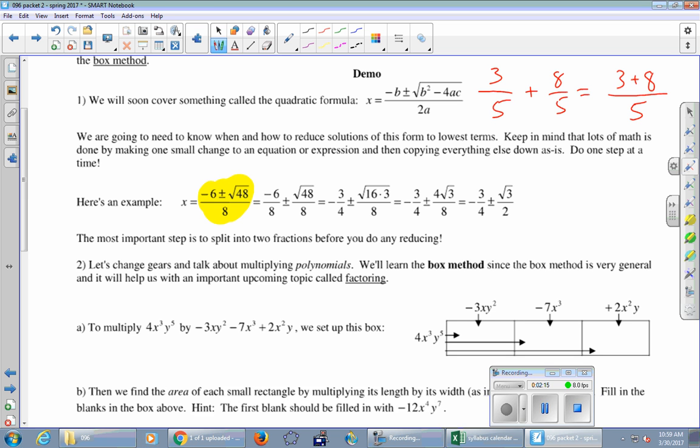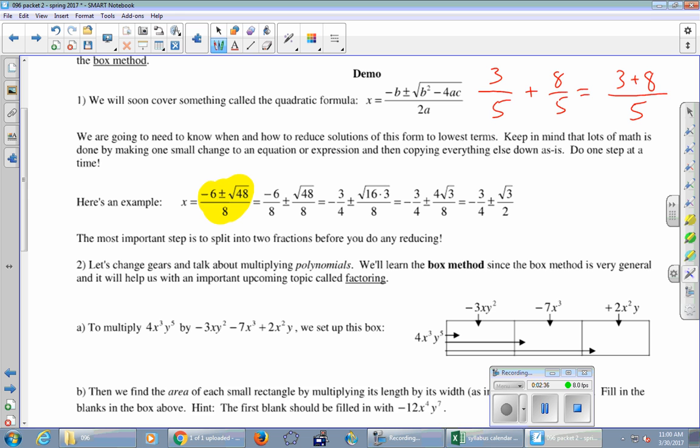But if you believe this equation, then you must believe it in the other direction too. That if you see something that looks like 3 plus 8 over 5, you are welcome to split that into two fractions. The 3 on top of a 5 plus 8 on top of 5. Yes? It's definitely true. It seems like it's worse, right? It's less simplified going that direction, but it's going to be something we're going to want to take advantage of today.